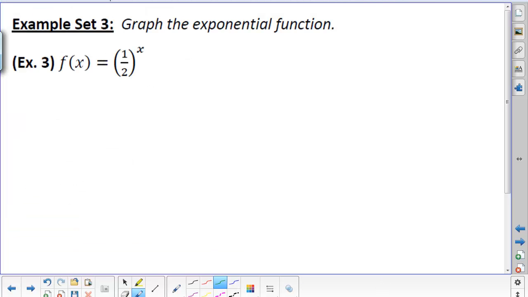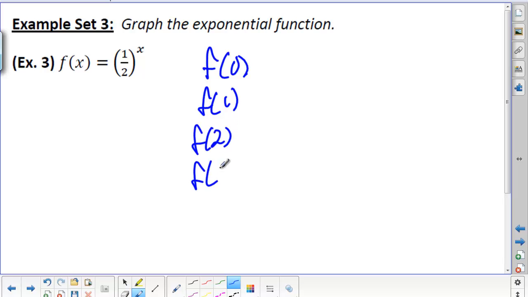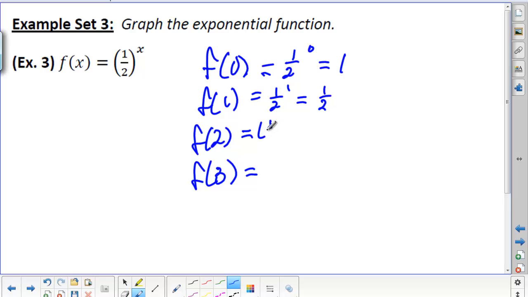Well, if we look at some function values here, just to run through a few of these, f of 2, f of 3, this should be enough to kind of pick up on the pattern. So 1/2 to the 0 power, of course, is just 1, right? Anything to the 0 power is 1. 1/2 to the first power is 1/2. Now what's 1/2 squared? 1/2 times 1/2 is 1/4.